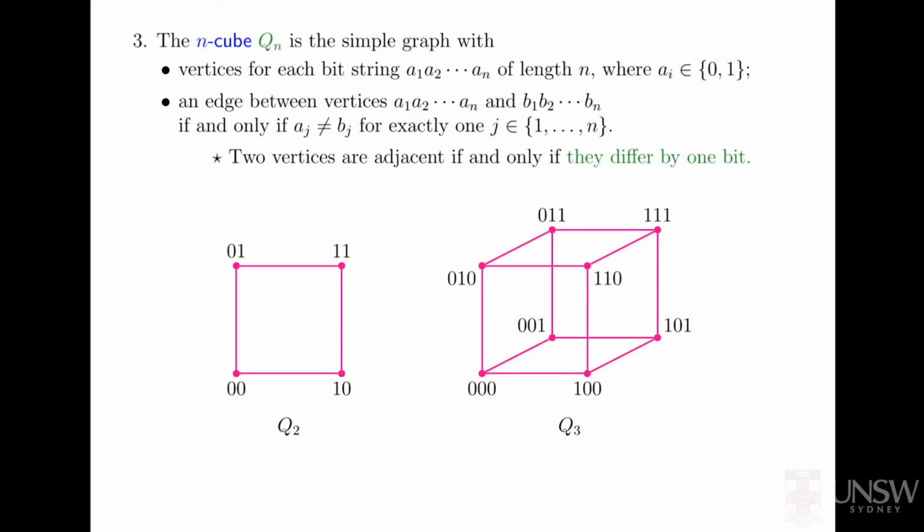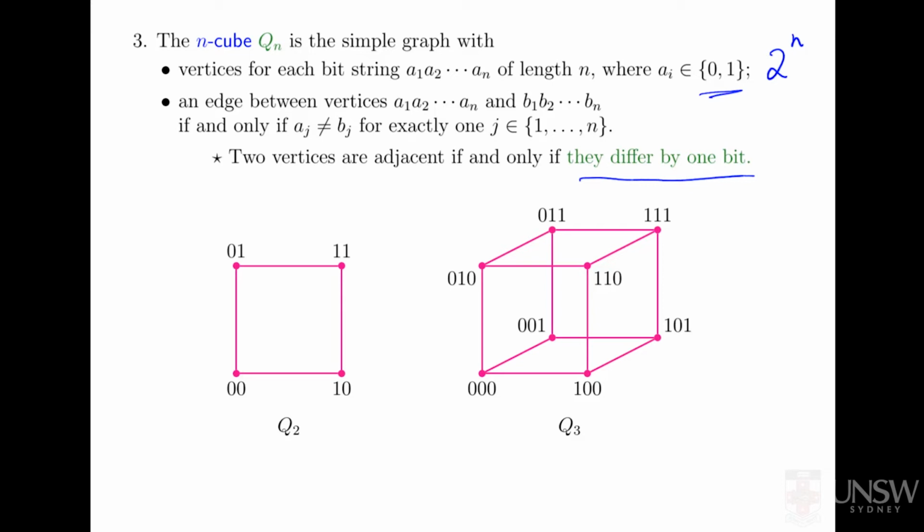The next family is really nice, very interesting. Family of cubes, the n cube Qn. And this is the simple graph which has a vertex for every string of bits. That's strings of zeros and ones of length n. So it has exactly 2 to the n vertices. Okay, and there's an edge between 2 vertices if and only if the corresponding sequences of bits differ only in one position. They're adjacent if they differ by just 1 bit.